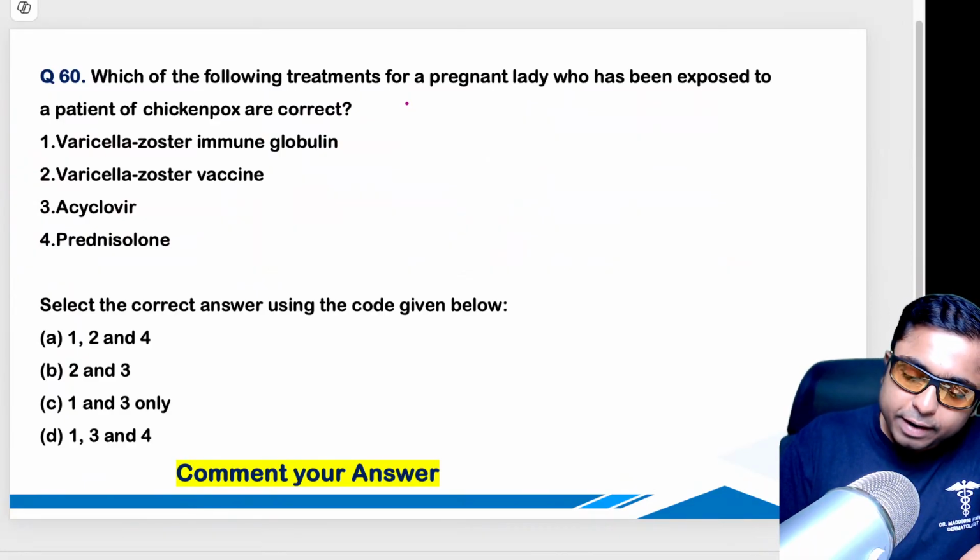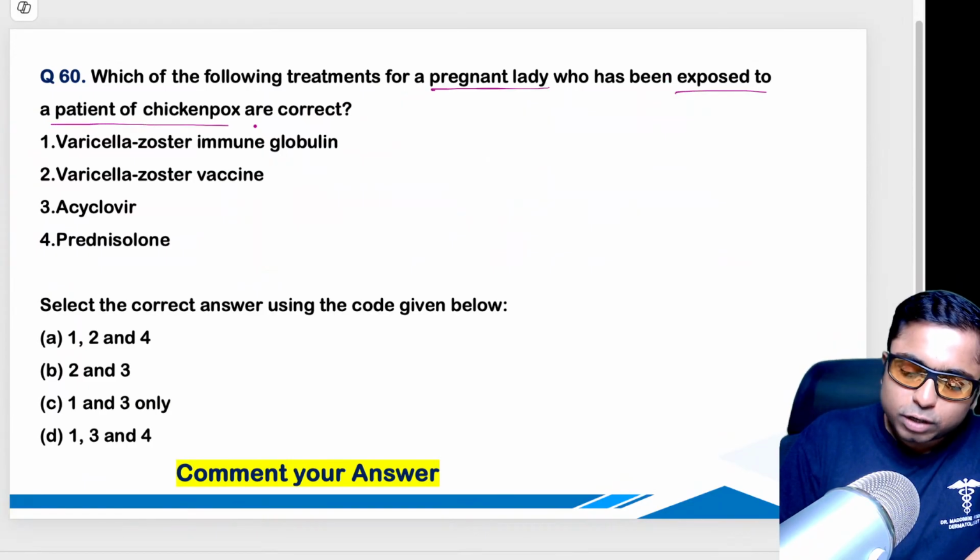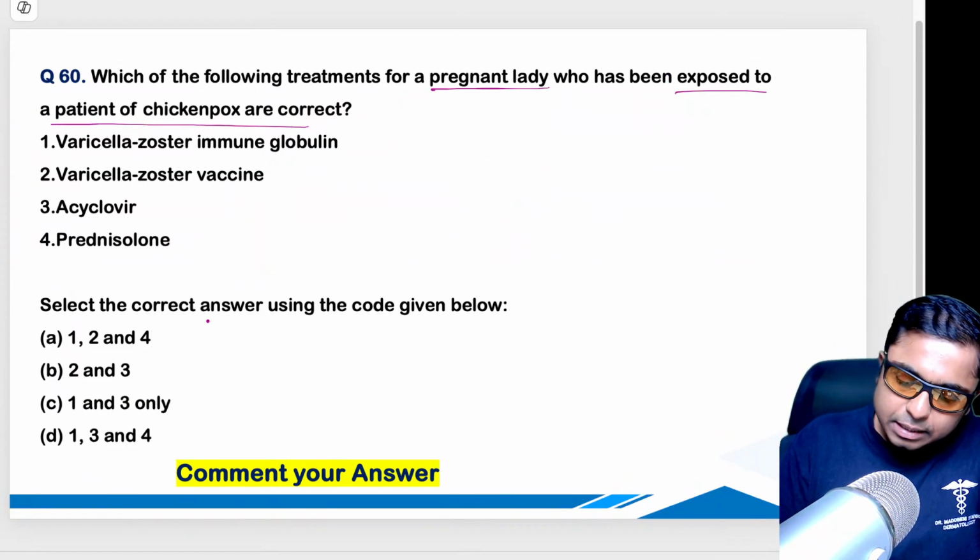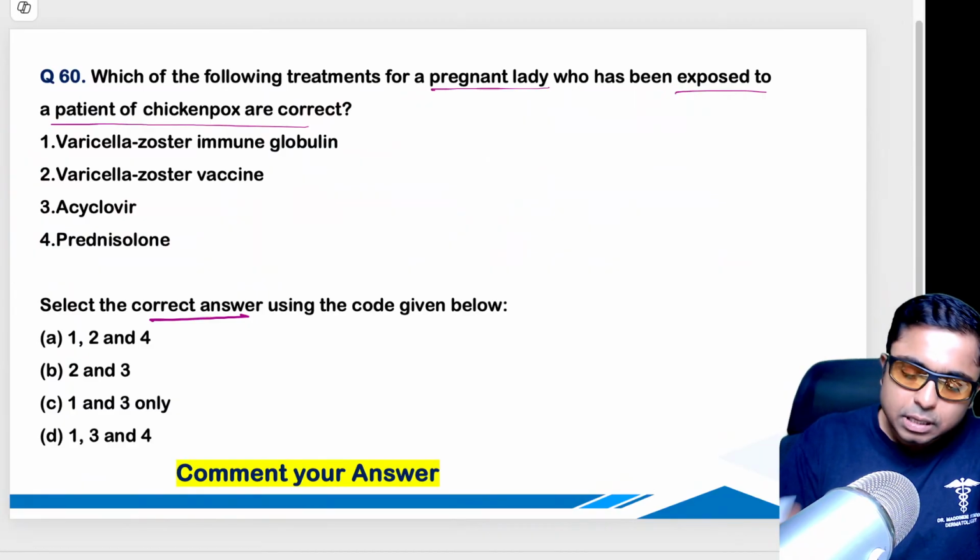You need to identify the correct treatment. So a pregnant lady has been exposed to a patient of chicken pox. So what is the correct thing about this? What do you want to treat with? So please remember the VZIG, varicella zoster immunoglobulin. Yes, it can be given. Okay. So the next option is the varicella zoster vaccine.